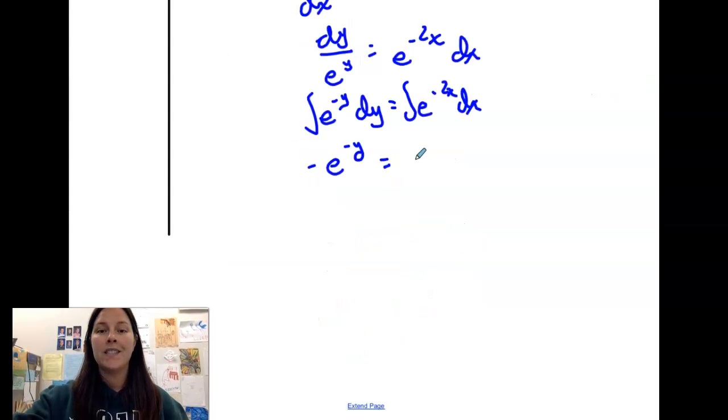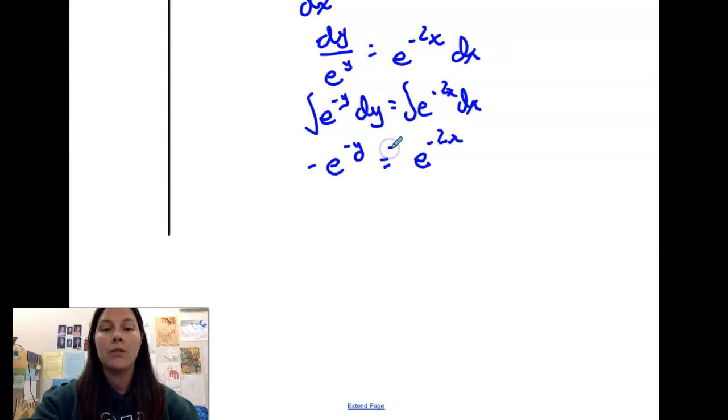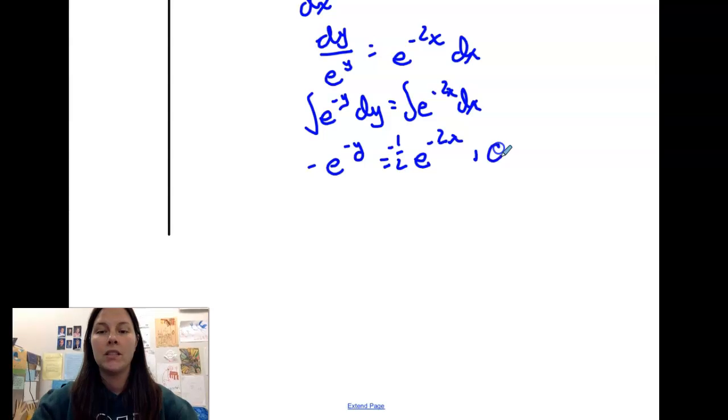And on the other side, something very similar. The integral of that exponential is itself. Now the derivative of the exponent would be -2. So when we integrate, we have to take care of that by multiplying by the reciprocal, so that -1/2, and then we'll put our plus c.